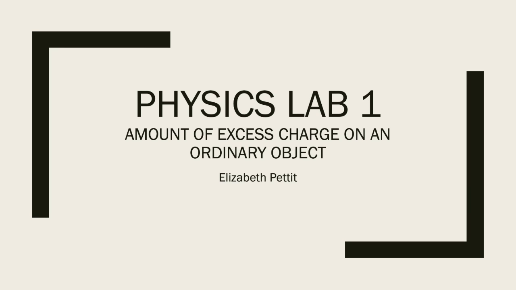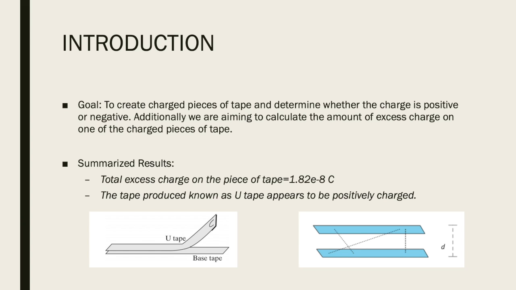The first lab was about the amount of excess charge on an ordinary object. The goal of the lab was to learn about electric force and how it can be transferred between surfaces. Additionally, the lab aimed to teach us to measure the amount of excess charge on a piece of tape. In the end, I got a total excess charge on the tape of 1.82 times 10 to the negative 8 coulombs.